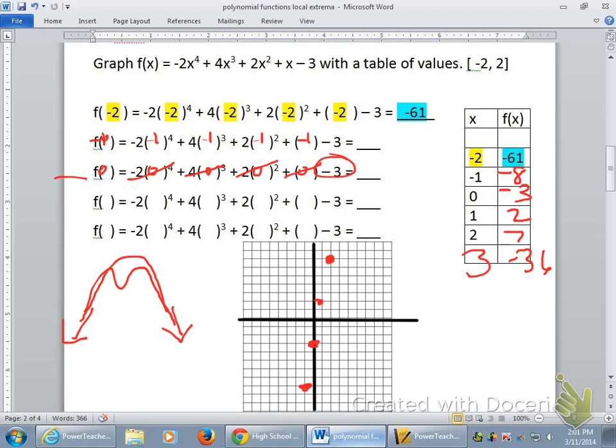What I really want you to focus on is the fact that it's hard to tell off a table of values, but there are some things that we do know. For example, right here, I was negative, negative, negative, but it's getting bigger, right? And then what happened in between 0 and 1? It switched from negative to positive. So what has to happen between 0 and 1? I have to have what?